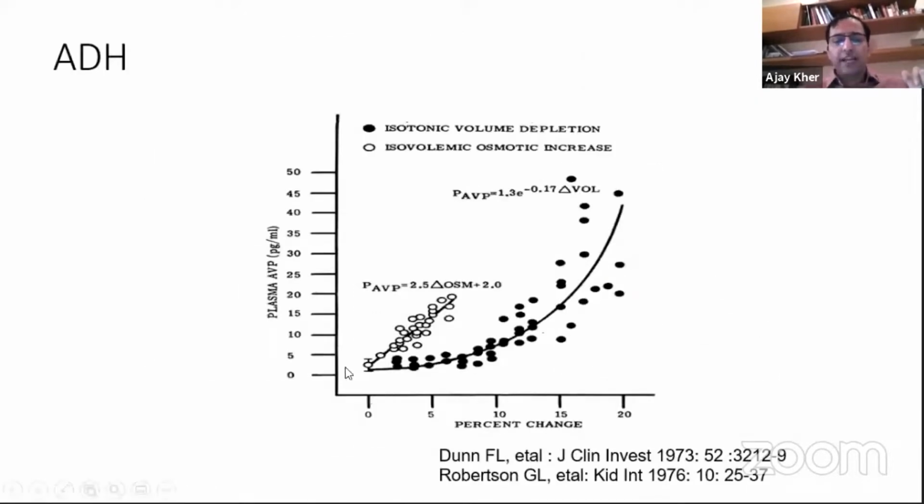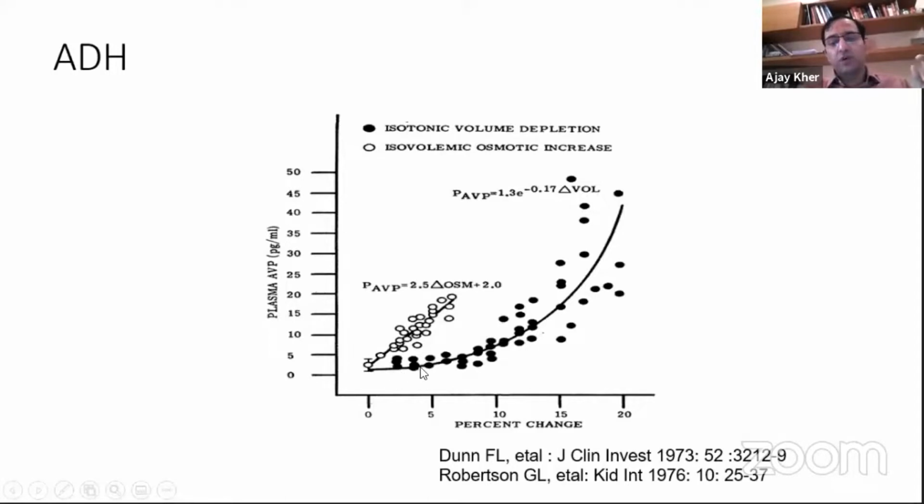Now just looking at ADH, the white circles are ADH and changes in osmolarity. It's a very tight linear relationship between osmolarity and ADH. Osmolarity goes up, ADH goes up. Osmolarity goes down, ADH goes down. In comparison, the black circles are volume changes.